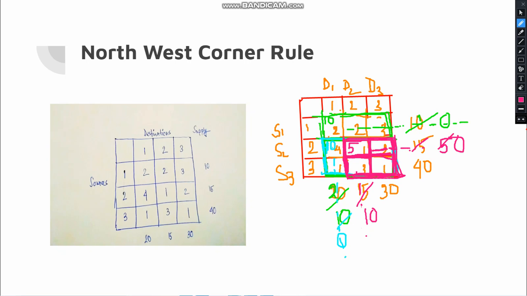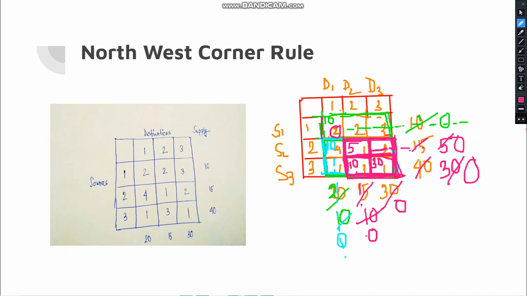Okay, so the demand is 10 here, and we can see that there is a 30 amount of supply. So after that only one cell is left where we can allocate 30, which means it becomes 0. Obviously this becomes 0. So now the supply and the demand has been balanced.